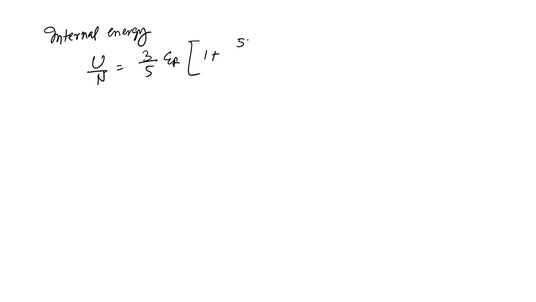We have said that, but how it deviates is shown here: the first order correction to mu compared to epsilon f is of the order of T squared. And this can be carried on to the internal energy as well. So, we can write down the internal energy expression: u over n is equal to 3 over 5 epsilon f times 1 plus 5 pi squared by 12 (kT by epsilon f) whole squared, plus all that.